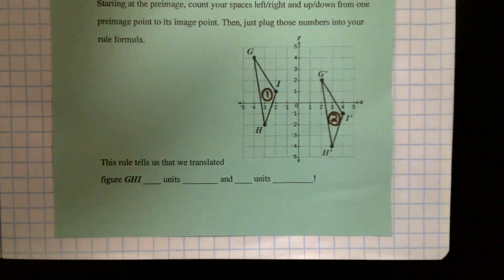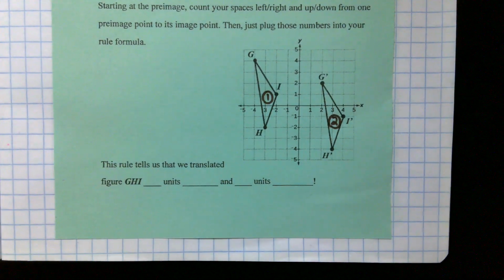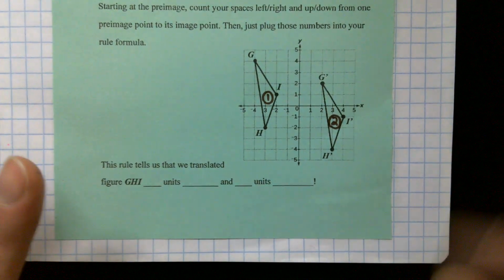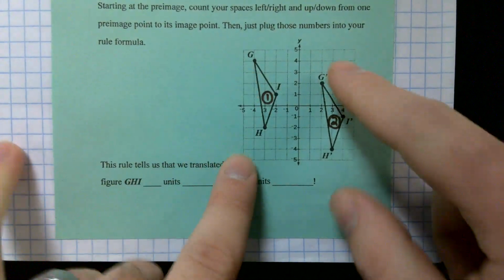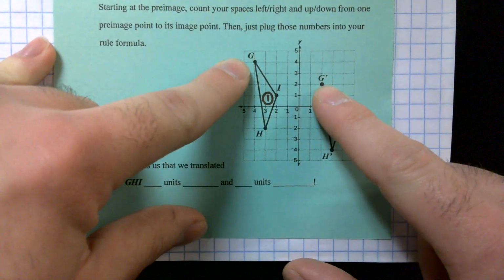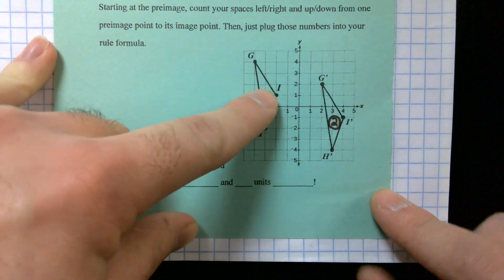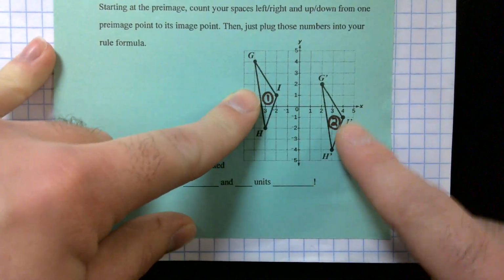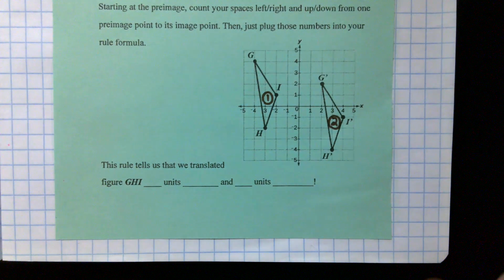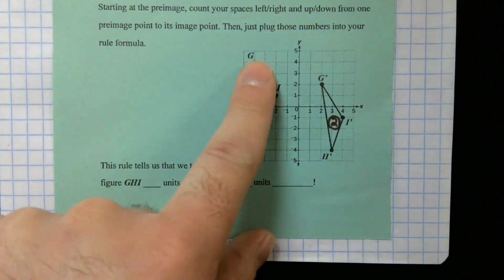Then I'm going to start at my pre-image. I'm going to take one of these points. It doesn't matter which one, but I would recommend taking the point that's got the most open space from pre-image to image. So you see G and G prime. There's all this open space up here. If I picked point I, it's going to get a little bit messy because we'd have to cross through this triangle. So I'm going to take point G. Point G is my pre-image.